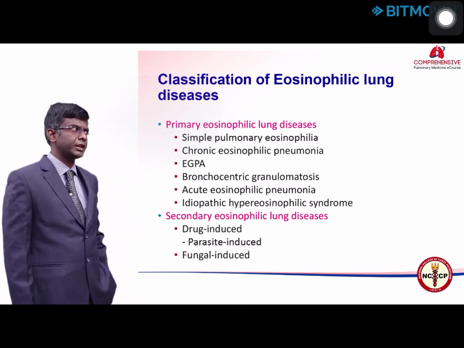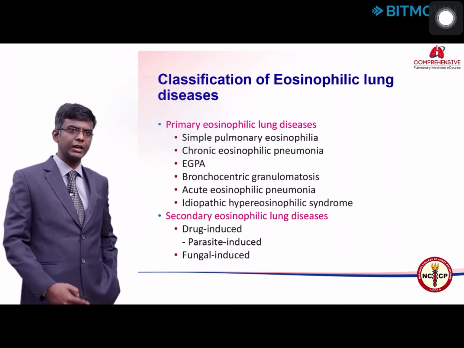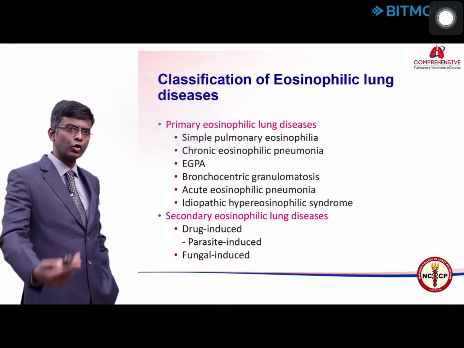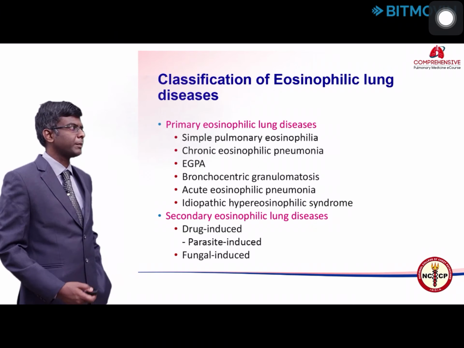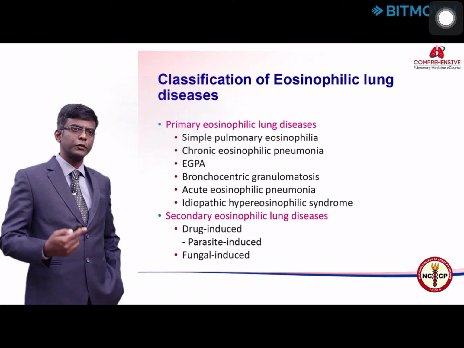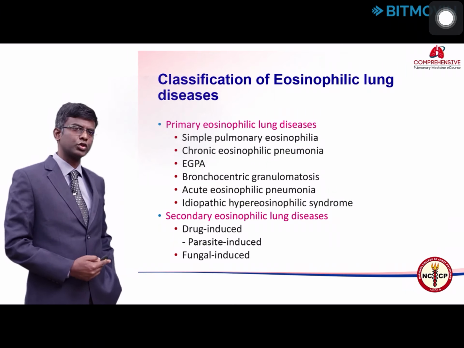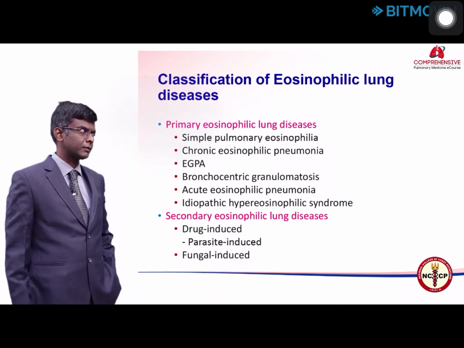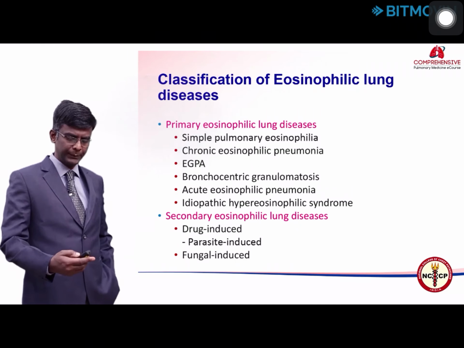Coming to the classification of eosinophilic lung diseases, it can be classified as primary and secondary depending on whether you have an obvious cause for eosinophilia or not. Among primary eosinophilic lung diseases, you have simple pulmonary eosinophilia, acute eosinophilic pneumonia, chronic eosinophilic pneumonia, bronchocentric granulomatosis, idiopathic hypereosinophilic syndrome, and EGPA.